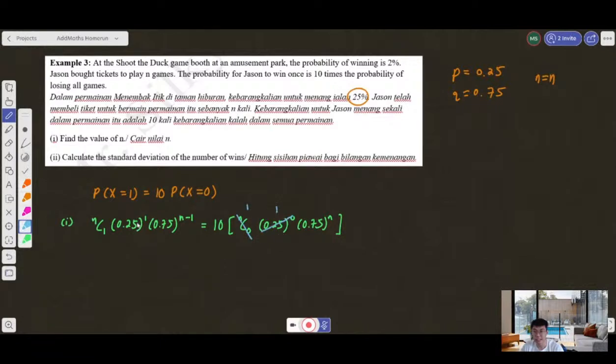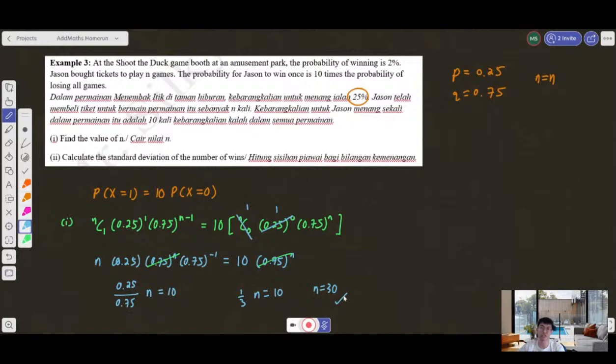0.25 power 0 is 1. This part here, nC1 is n, 0.25, and 0.75 power n minus 1. We can separate it like that, and after I separate, this is what is left. If left and right have the same thing, I can just cut it away. So I will be left with 0.25 over 0.75 to the power negative 1, equal to 10. So what is n? 0.25 divided by 0.75 is actually 1 over 3, so n equals 10 times 3. So n equal to 30.